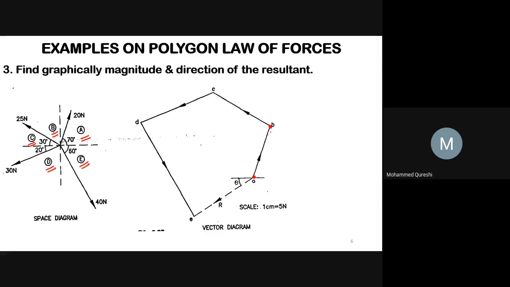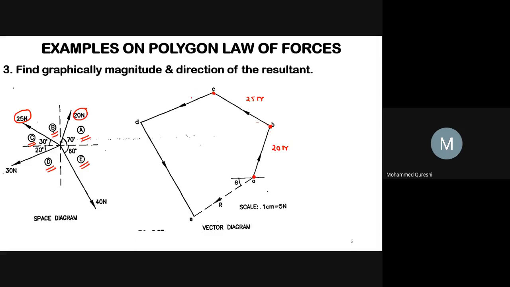Draw line AB which will be parallel to 20 Newton force. So here, let us give it as 20 Newton. Now from point B draw a line BC parallel to 25 Newton force. So I am just denoting this by 25 Newton.